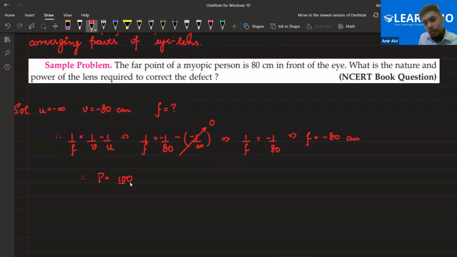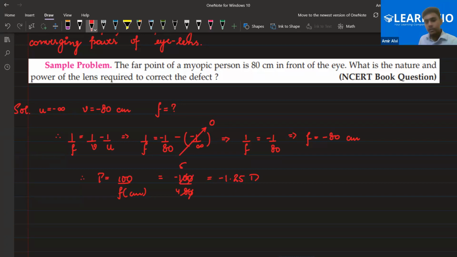100 बाय f इन सेंटीमीटर, यस और नो? Yes, sir. सो ये कितना हुआ आपका? ये माइनस ऑफ 100 divided by 80, 0 will cancel this and 5 and 4, so ये आपका आ जाएगा negative of 1.25 diopter. This will be the value of this lens. The required power of the lens is negative of 1.25 diopter.